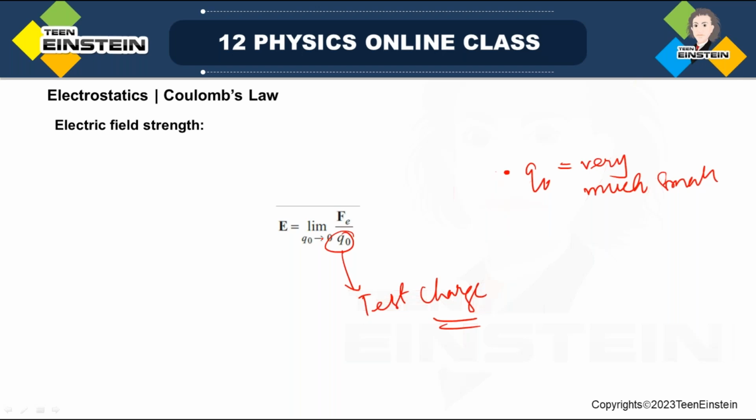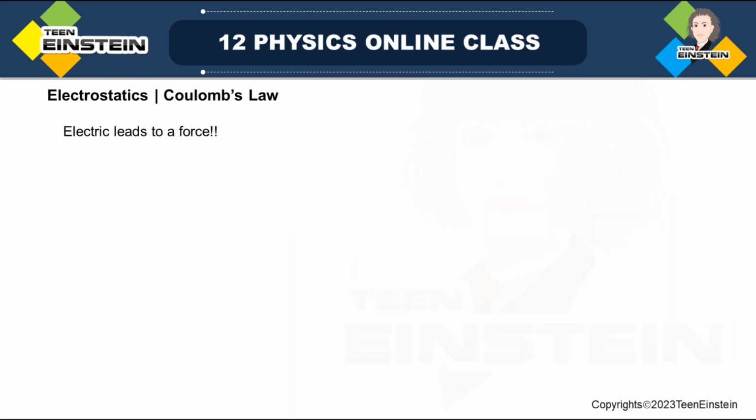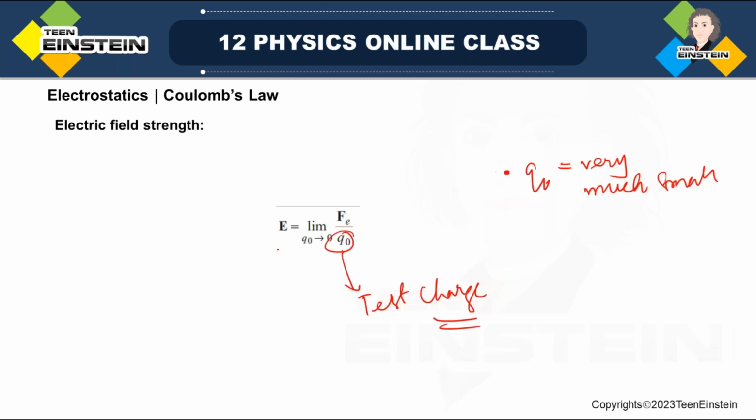Now the field can be found for various charges or charge distributions. So we'll try to see something. This electric field strength is a vector quantity, and for a positive charge, it acts in the same direction.